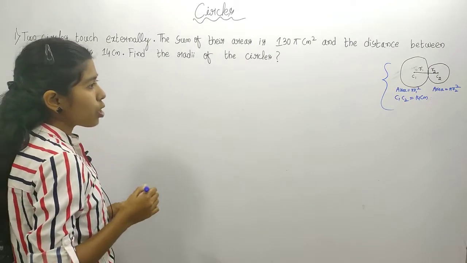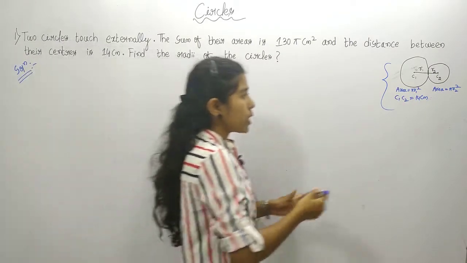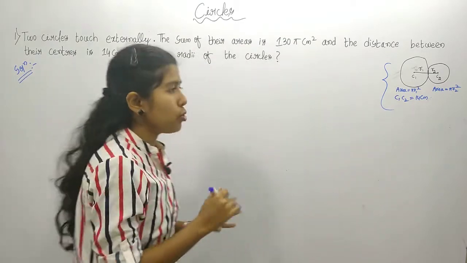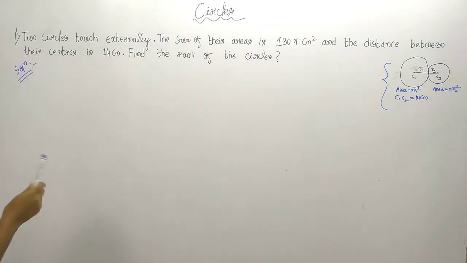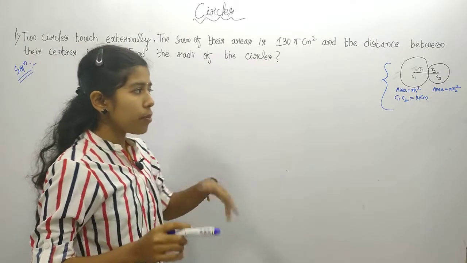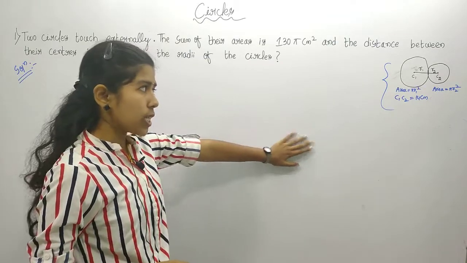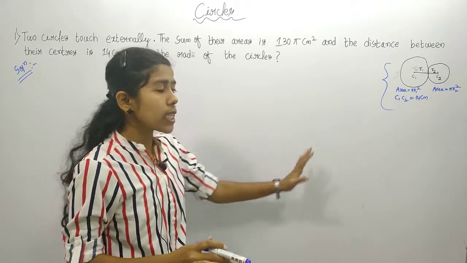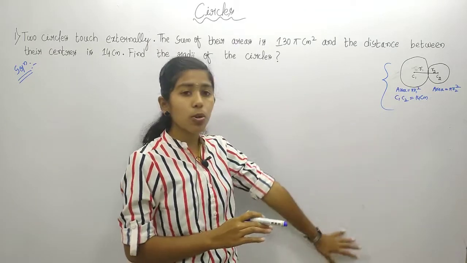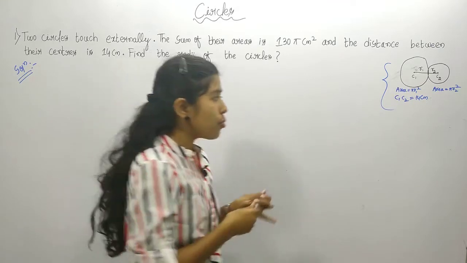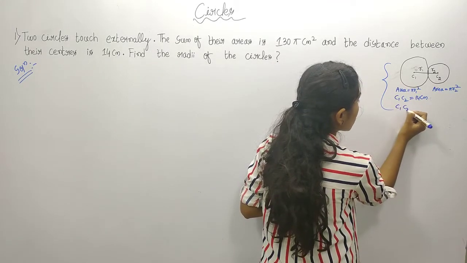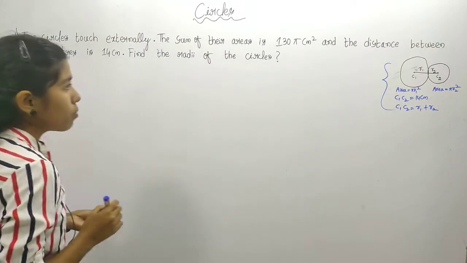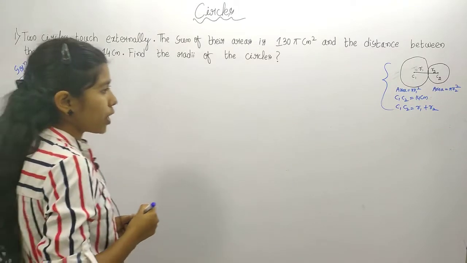Then how will we solve this now? Your problem is this much. You have noticed what is given. Now we have to find the solution. Two circles touch externally. Previously I told you the formula: if two circles touch each other externally, then the distance between their centers is equal to the sum of their radii. That means our formula is C1C2 equals R1 plus R2.